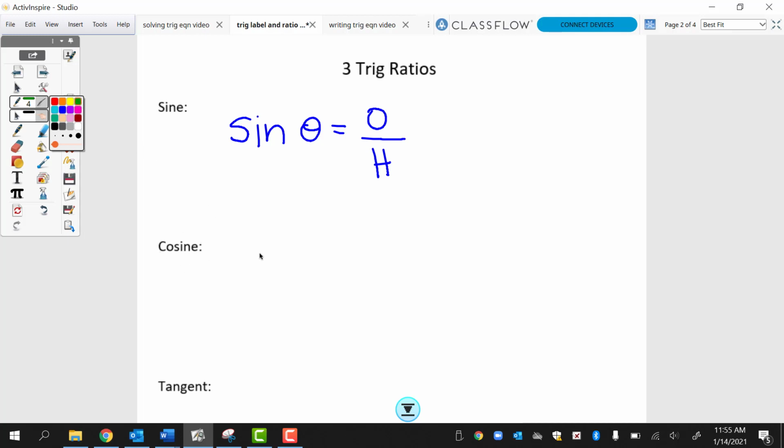For cosine, well, that's going to be a different equation. We abbreviate. We don't write the whole thing because cosine's a long word. We put COS. That means cosine. So cosine theta, this equation is A over H. So your adjacent side and your hypotenuse side.